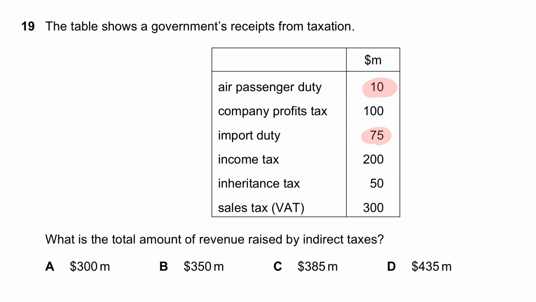Import duty is another indirect tax. Income tax would definitely be a direct tax, so we won't include that. And inheritance tax is also what we call a direct tax. So, sales tax, import duty, and air passenger duties are all examples of indirect tax. So if we add 300 plus 75 plus 80 plus 10, we would have C, which is 385, the right answer, as that's the sum of all the indirect taxes.